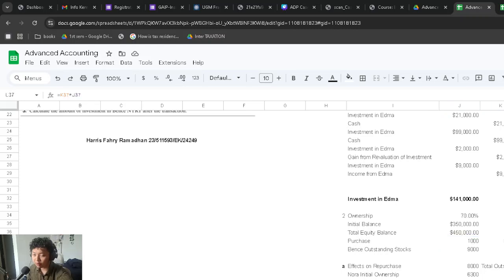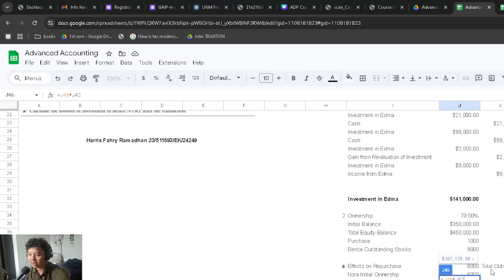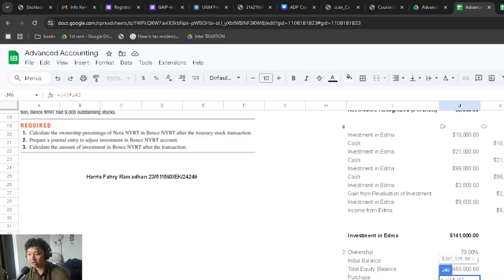And so the equity balance will decrease. You know what I mean? The pool becomes smaller, right? And so it will decrease by 60. So we deduct 60 from 450. We should get 390. This is their initial ownership of 315. I got this by multiplying the initial total equity balance by their initial ownership, just for comparison. And their ownership after the adjustments is this amount, 307. I got this by multiplying the new total equity with the new adjusted ownership.